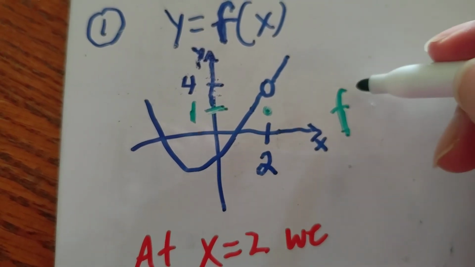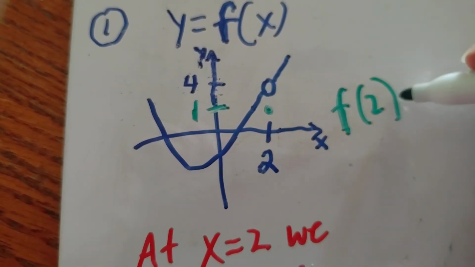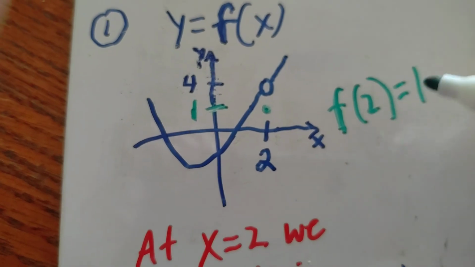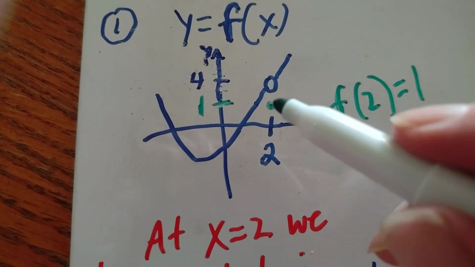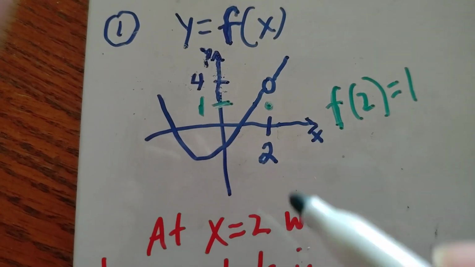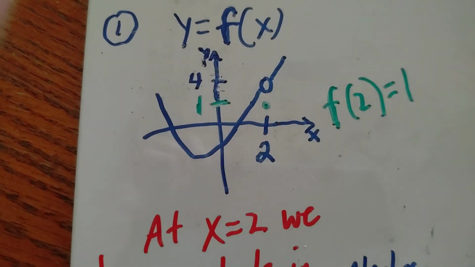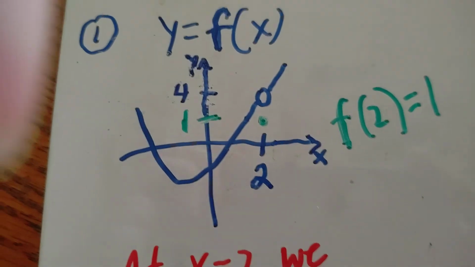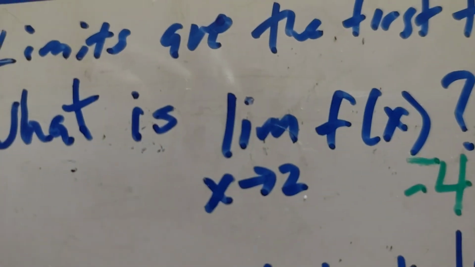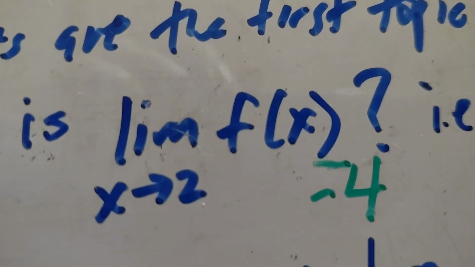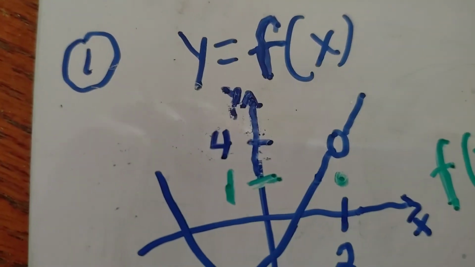So for the algebra question, I'm going to write f of 2 is now equal to 1. 2 is now in the domain of this function because when x is 2, y is 1. This point is on the graph. It's kind of a weird looking problem. Okay, and now let's ask the limit question. What is the limit as x approaches 2? Do you think the answer is still going to be 4? Is the limit as x approaches 2 still going to be 4?